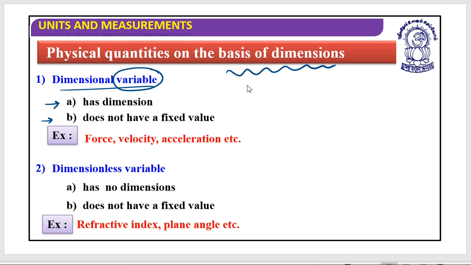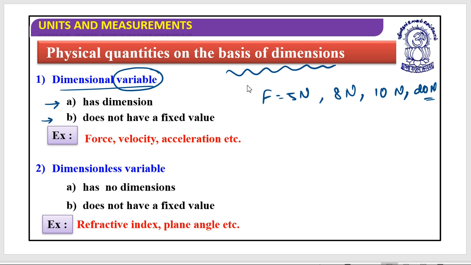Every quantity, let's say pressure, force, velocity, work done, all of these are dimensional variables. So they have dimensions, that means they have a dimensional formula, and they do not possess any fixed value. Let us suppose we said F is equal to 5 Newton. F could be 8 Newton, F could be 10 Newton, F could be 20 Newton. So these are the variables. It could have various values. Same thing is true for velocity, acceleration and onwards.